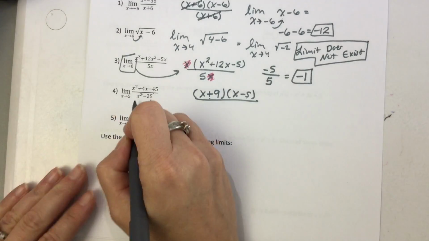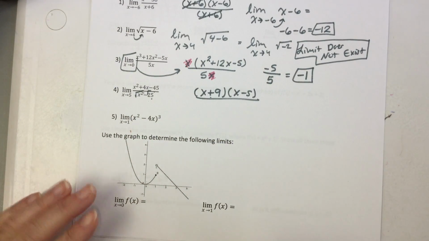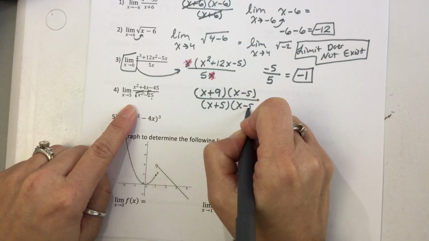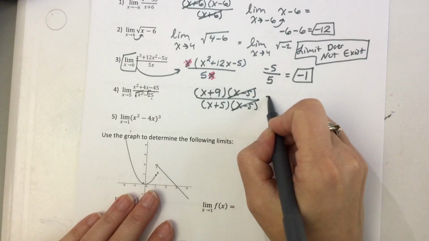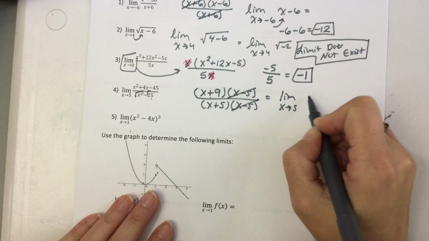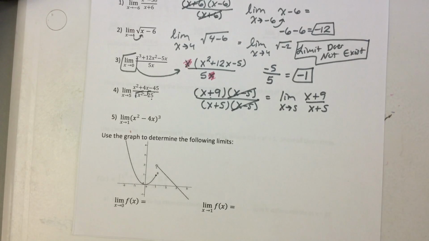Now the bottom, I can do the difference of squares because I can take the square root of both the x squared and the 25. So this is x plus 5, x minus 5. Well, the x minus 5 cancels the x minus 5. So what I have now is the limit as x approaches 5 of x plus 9 over x plus 5.